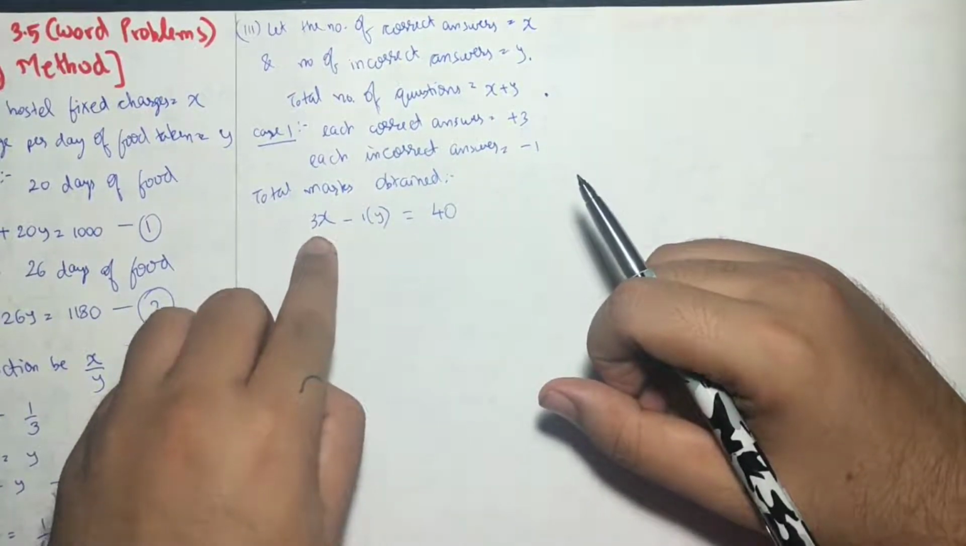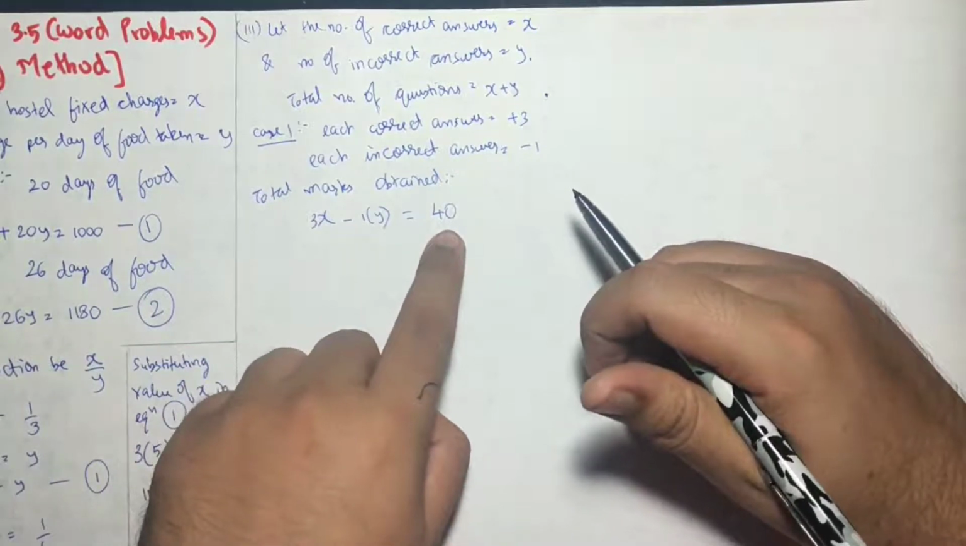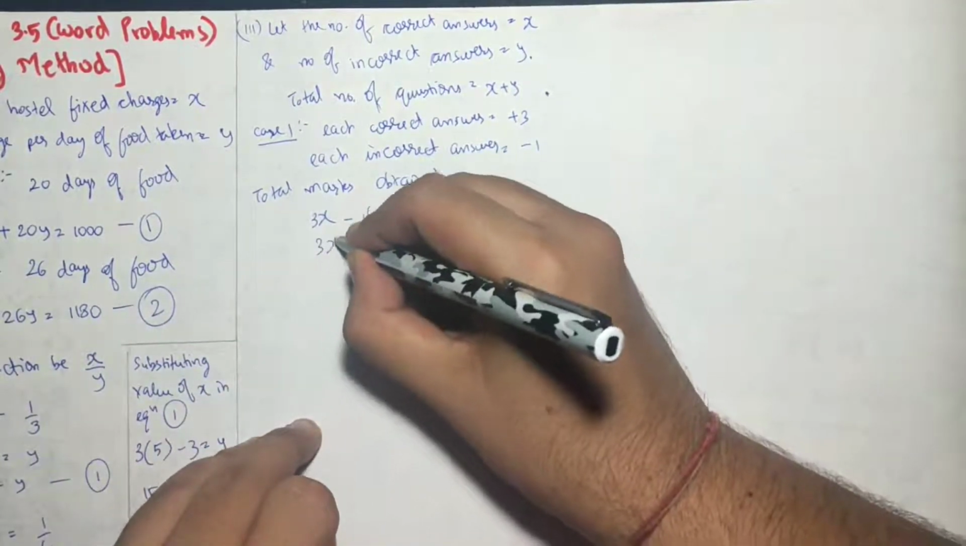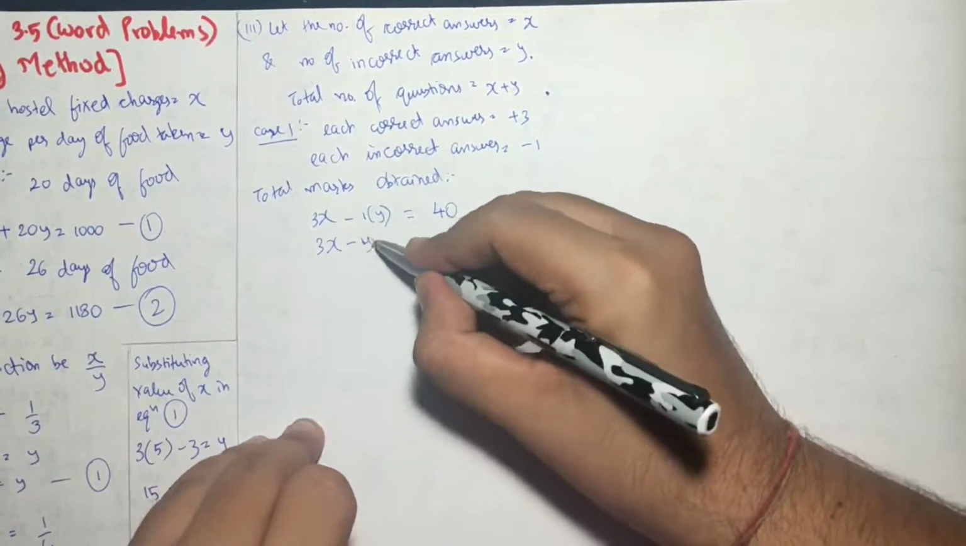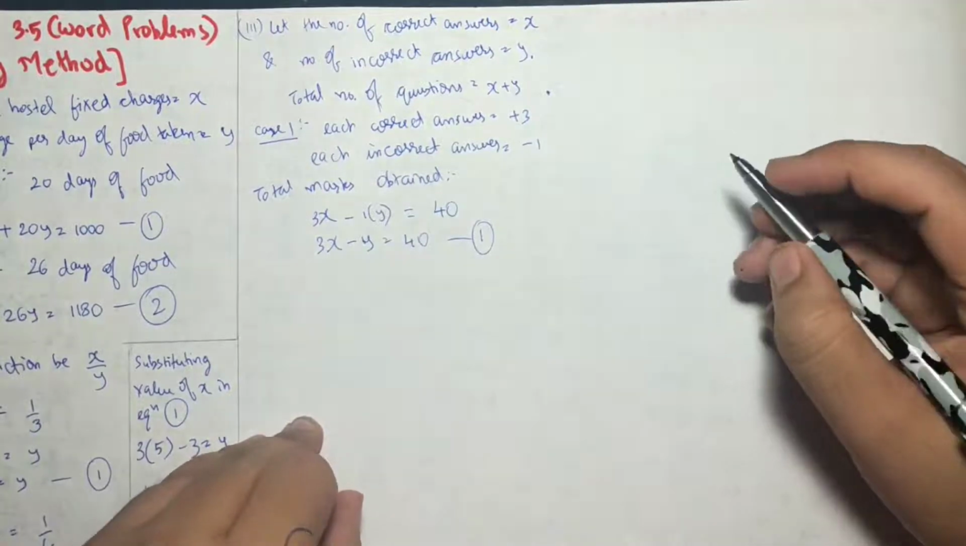Understood? This is the value of correct answers, this is the value of incorrect answers, and this is the final total score he obtained. So this can be written as 3x, and 1 into y can be written as y. So 3x minus y equals 40. That becomes your first equation.